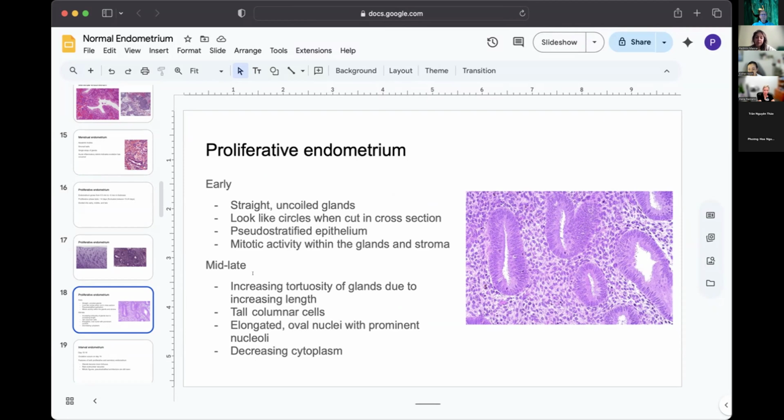You also look for mitotic activity, both in the stroma, so out here, and then within the glands themselves. And those are the features to really look for in early proliferative endometrium.